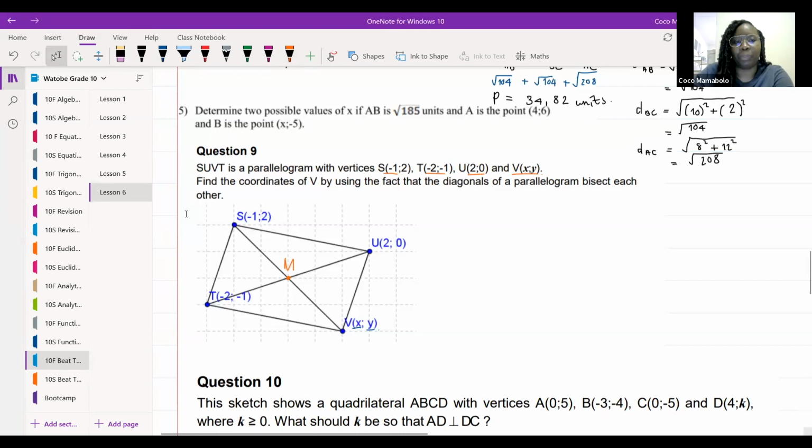Didi, what do you think? Ma'am, we're going to use a formula for midpoint for T and U. And then from then on, we're going to use the midpoint again to find the V using S and M. I mean, like the point where it bisects. Yeah.